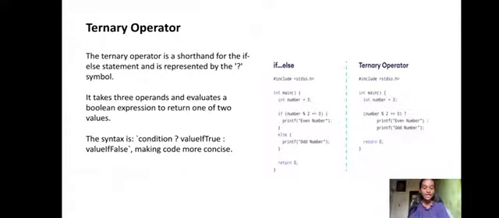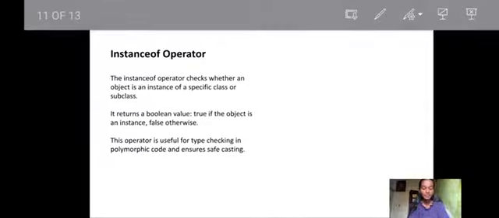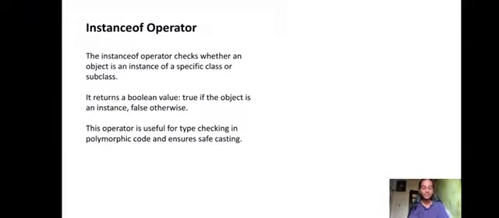If else: include stdio.h, int main, int number = 3, if number % 2 == 0, print even number, else odd number, return 0. Ternary operator: include stdio.h, int main, int number, it returns even number or odd number, and again it will return 0.